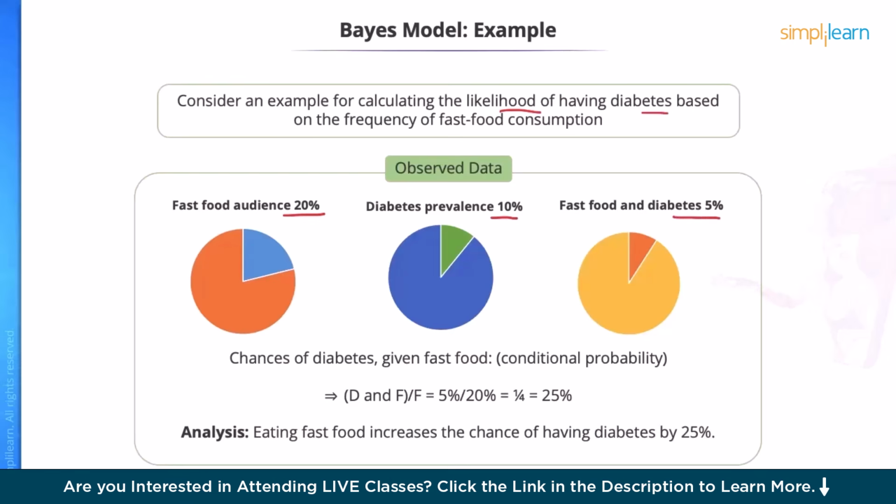The chances of diabetes given fast food, that is the conditional probability of D given B, can be calculated as probability of diabetes and fast food together divided by probability of fast food. That means 5% divided by 20%, which equals 25%. The analysis can state that eating fast food increases the chance of having diabetes by 25%.